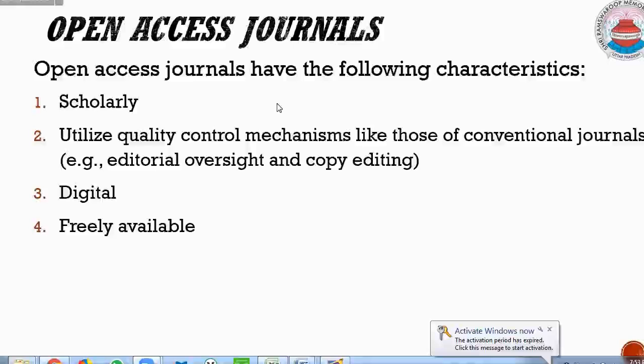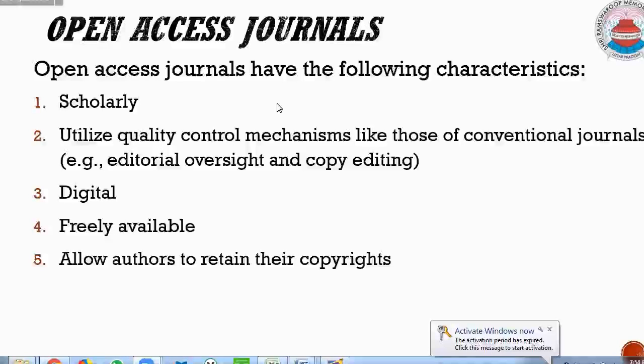Digital requires more of your intellectual thought process, your creativity and time investment. It doesn't require a lot of monetary investment. Once you have some desktop software, you can write and you can share. So freely available is another very important thing for open access. The basic property allows authors to retain the copyrights. So open access doesn't mean that you give everything away.